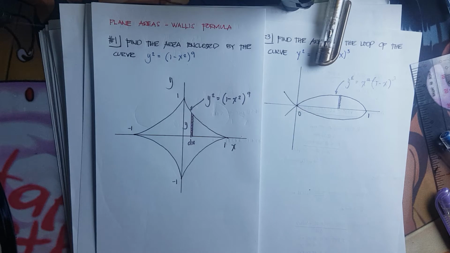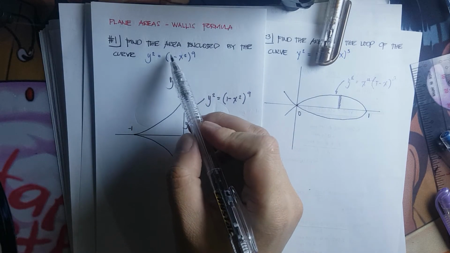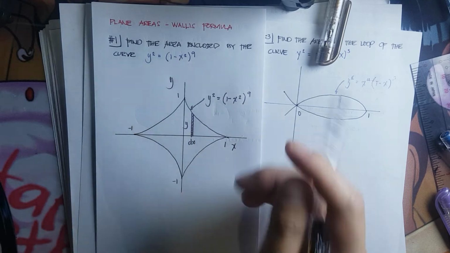We are still discussing plane areas. This time we will be solving the area using the Wallis formula. Okay, so we have here problem number 1. Find the area enclosed by the curve y squared is equivalent to quantity 1 minus x squared raised to 9.